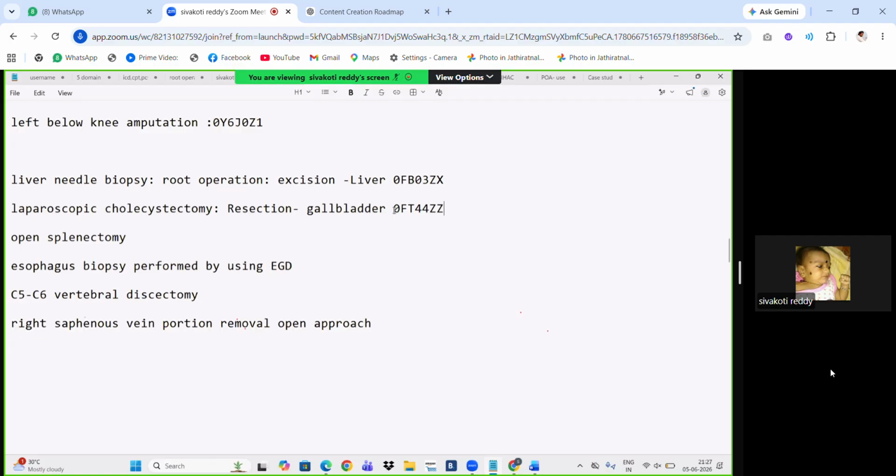Open splenectomy, hand also. Hand assisted means G. If they mention hand assisted, we need to go with hand assisted. If they have not mentioned it, no. If they mention it, then only we need to take it, okay? Same, open splenectomy means, what is the root operation? Resection. Resection.